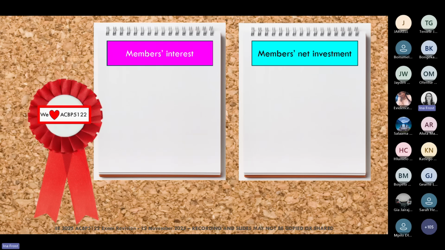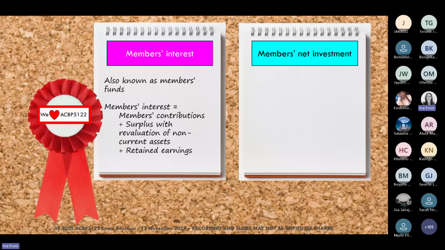Then again, a little bit of theory in Learning Unit 6 is two very important terms that you need to know. The one term is members' interest, which can also be called members' funds, and it's calculated as the members' contribution, so their capital, plus any revaluation surpluses of non-current assets, plus the retained earnings.